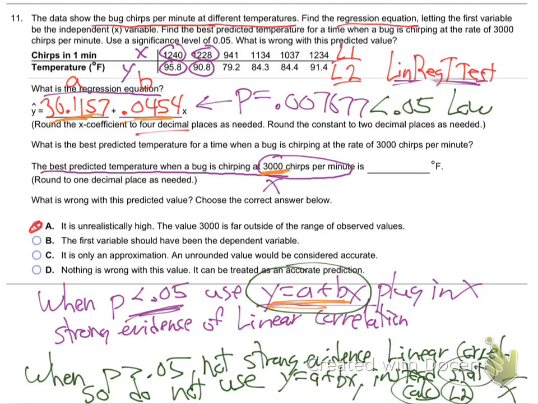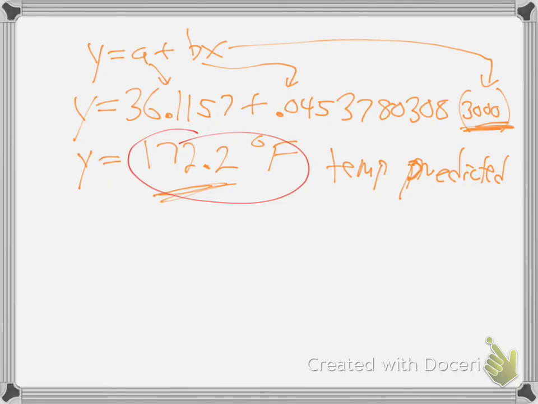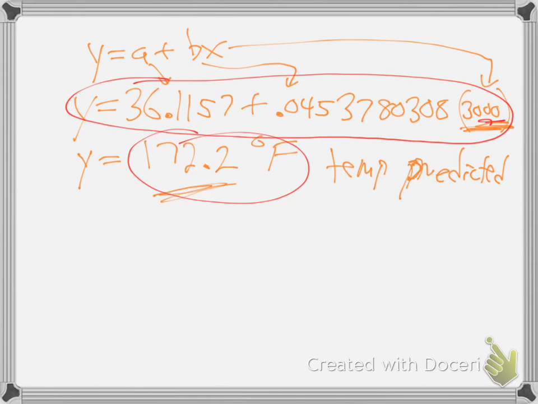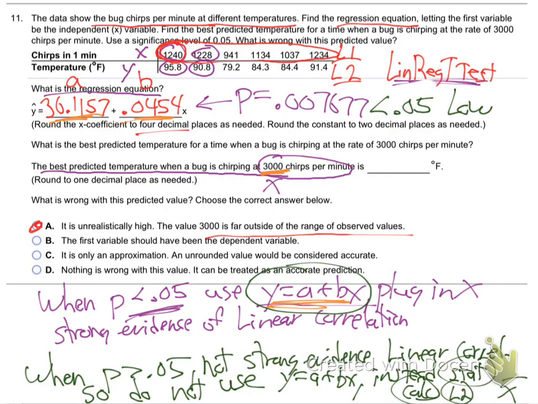It's unrealistically high. It's outside the range. See, look, the data we had, there were only crickets chirping. Highest was like 1240. So 3,000 is just not reasonable. So you can't really use this equation that we just used for 3,000. This is just an example of when you're going too far. You should only be plugging values into this equation that are in the neighborhood of the data we got. We only got numbers around 900 and 1,000, as big as 1,200. So anyway, there's our conclusion on that one.